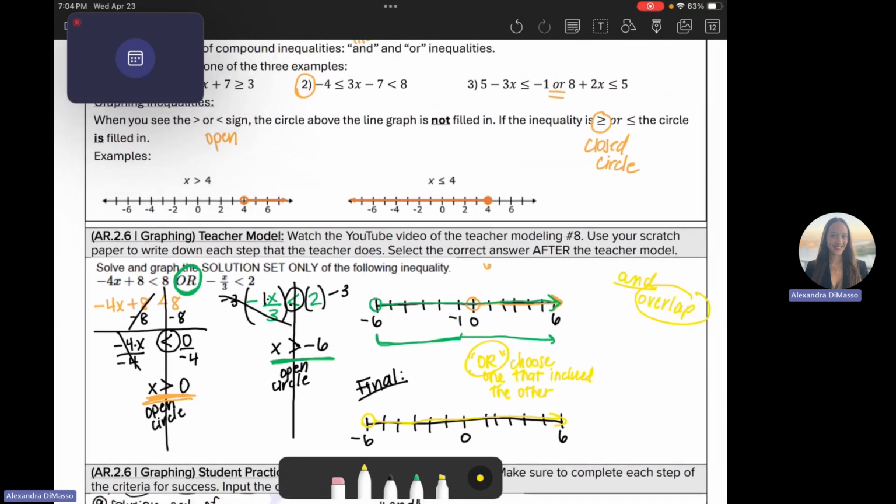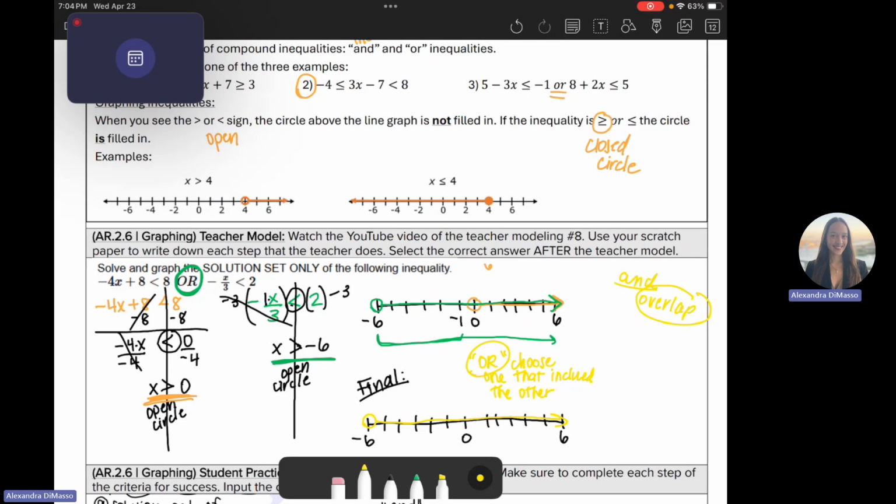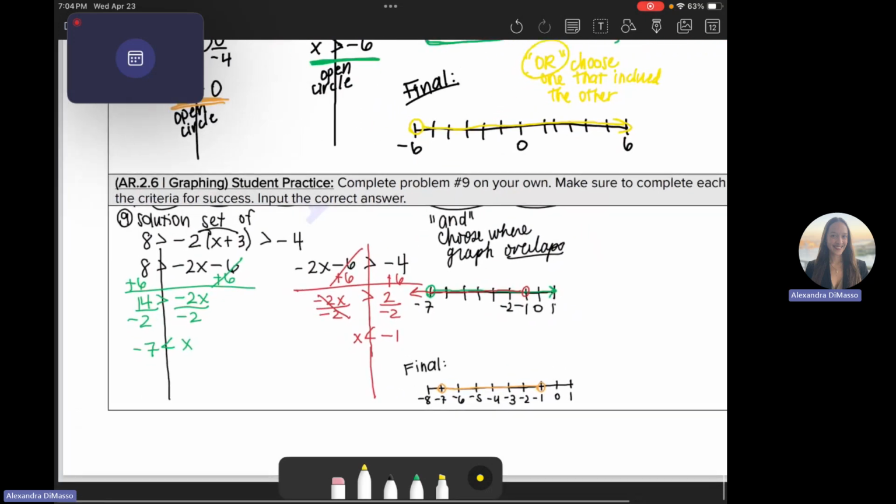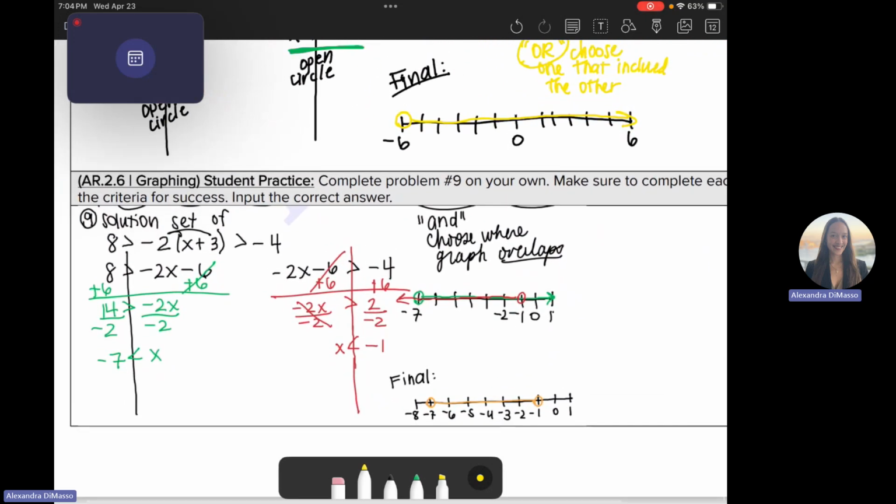Last problem for you to try is number 9. Pause the video, go get it a try, come back, view it, and see if yours looks the same as mine. Here should be your solution set for number 9. Final one is right here. And again, because it's an and, we're choosing the part of the graph where it overlaps. So -7 all the way to -1.